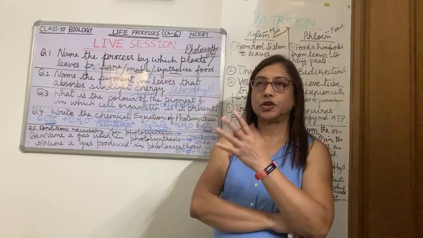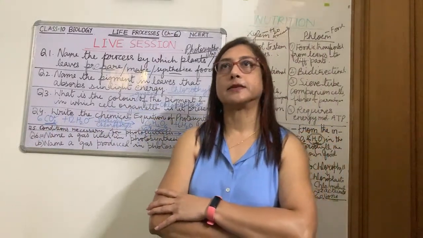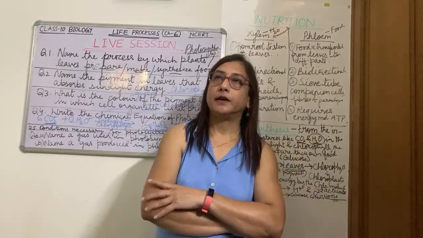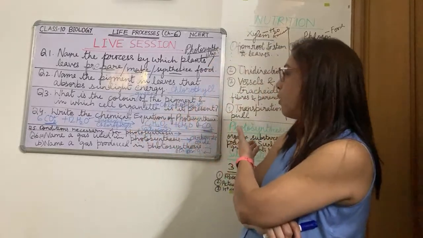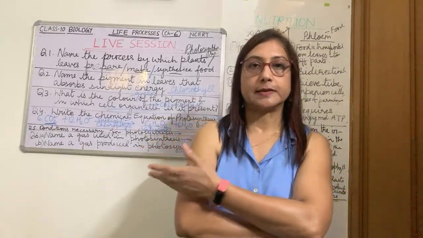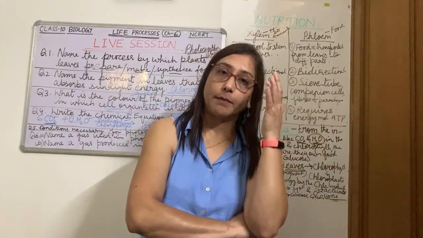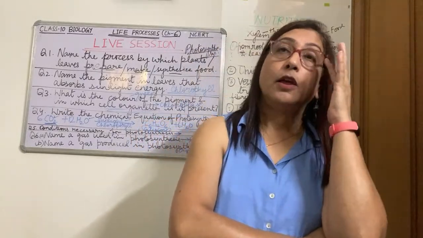Glucose and starches together are known as carbohydrates. I've told you in my previous classes. So this is how the plant is getting all the carbohydrates from the process of photosynthesis. But how do they get protein? How is their protein requirement settled?